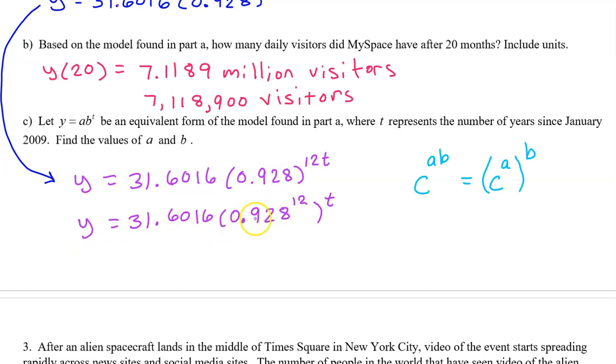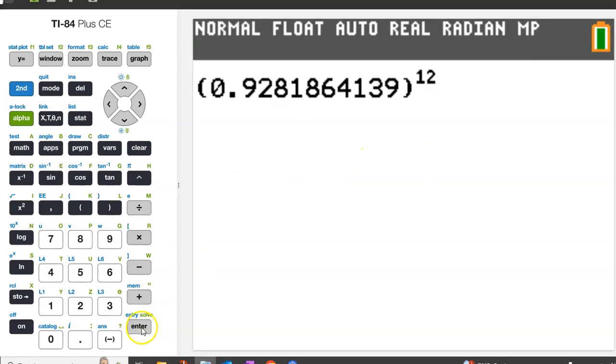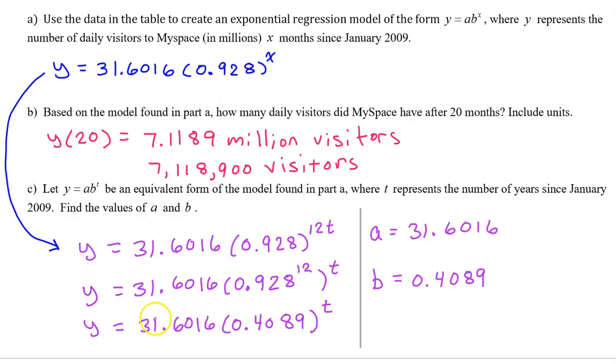We just need to find the value of b by raising 0.928 to the 12th power. But be careful, we don't actually want to use this rounded version. We need to use the version with all the decimals in the calculator. We need to raise this whole number to the 12th power. Kabam! So here is our new model, written in the form y equals a times b to the t, where a is 31.6016 and b is 0.4089.